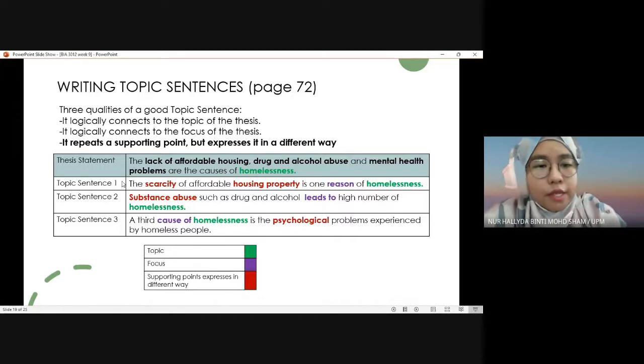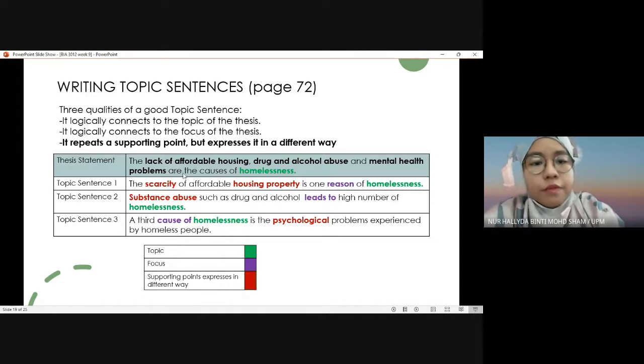Now it's time for you to expand each of the causes. For example, you take the first cause: lack of affordable housing is a cause of homelessness. You put that in a sentence: the scarcity of affordable housing property is one reason for homelessness. The scarcity here is another word for lack of, kekurangan. So, the lack of affordable housing property is one reason for homelessness.